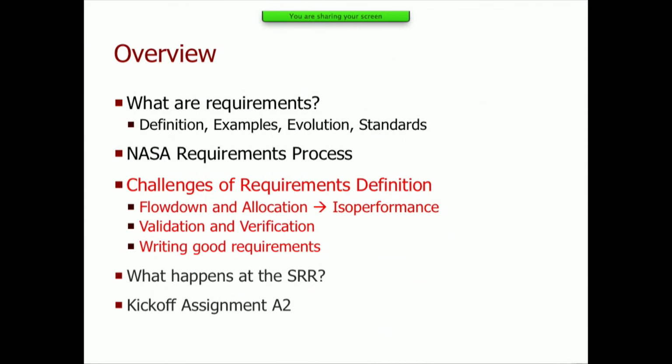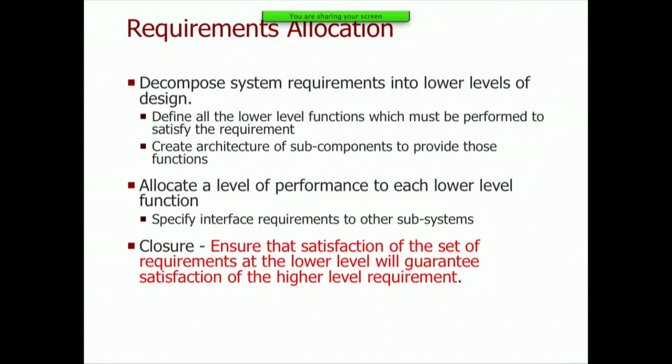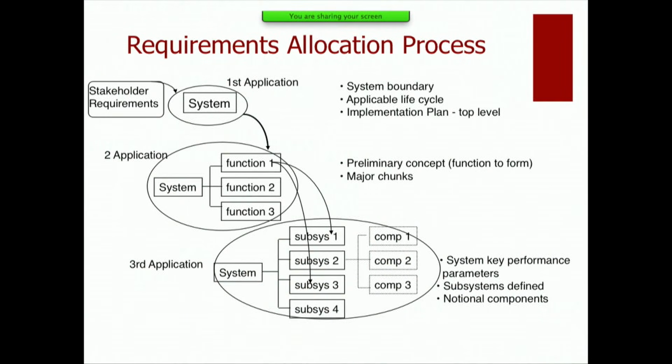Okay, so let me talk briefly about the challenges now of requirements definition. And this is not easy. There's a lot of challenges. The first one is requirements allocation. You know, this decomposition and flowing requirements to lower levels. And the idea is that whatever requirements you derive at a lower level, if you satisfy the lower level requirements, that should guarantee that you then automatically satisfy the higher level requirement, right, from which the lower level requirements were derived. That's the basic idea of requirements allocation. And so the way you can think of this graphically is we start at the high level. Here's our stakeholders, right?